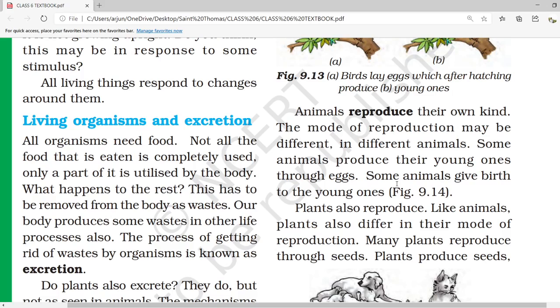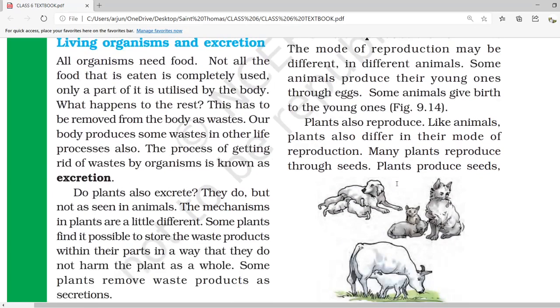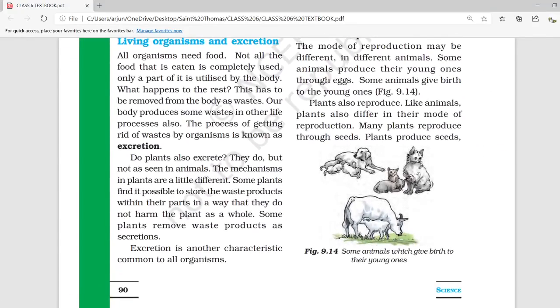Animals reproduce their own kind. The mode of reproduction may be different and can differ from animal to animal. Some animals produce their young ones through eggs. Some animals give birth to the young ones, like human beings. Plants also reproduce, like animals. Plants also differ in their mode of reproduction. So how does reproduction work in plants?